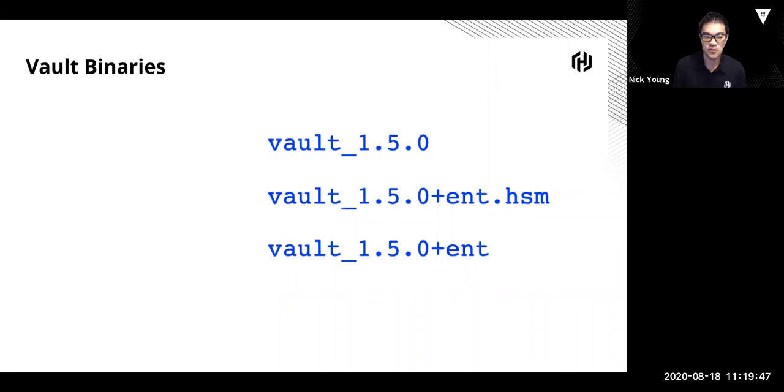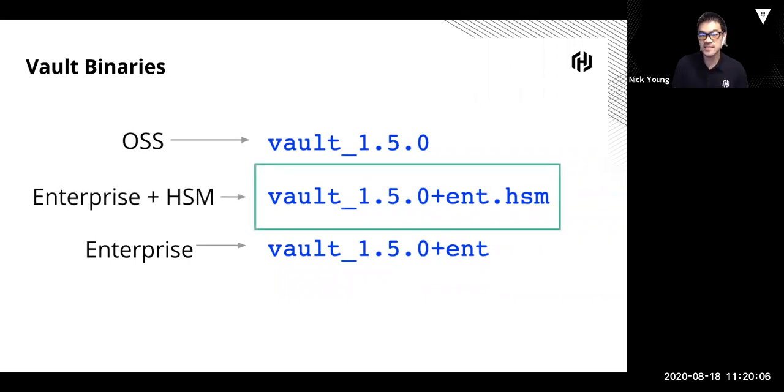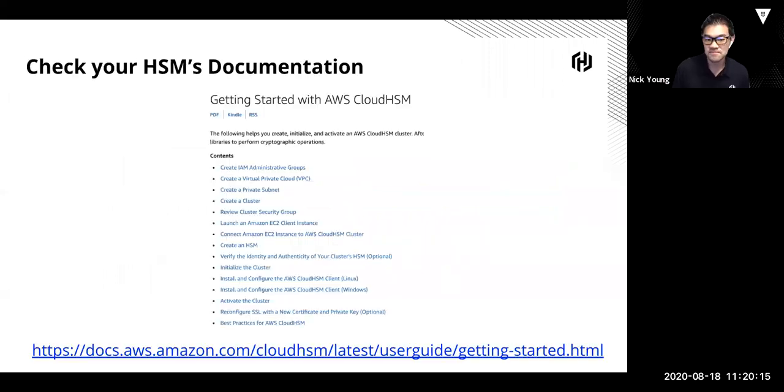If you've ever been on our release website, you might notice that in our latest release, 1.5.0, we have different versions, if you will, of the Vault binaries. This outlines the open source version, the enterprise version, and then there is a separate binary for Vault Enterprise with HSM integration. So just something to keep in mind as far as what the different file names mean.